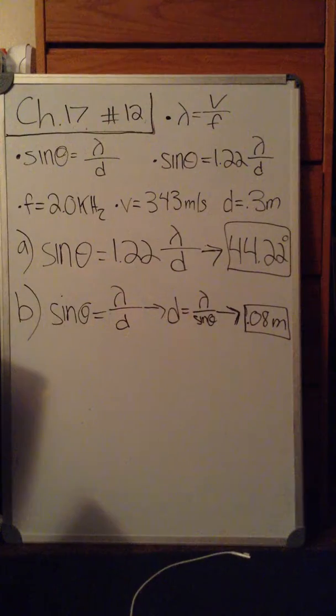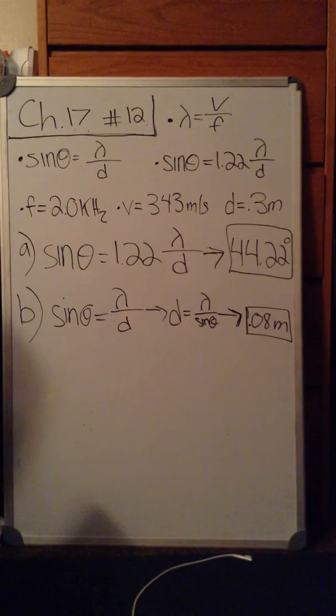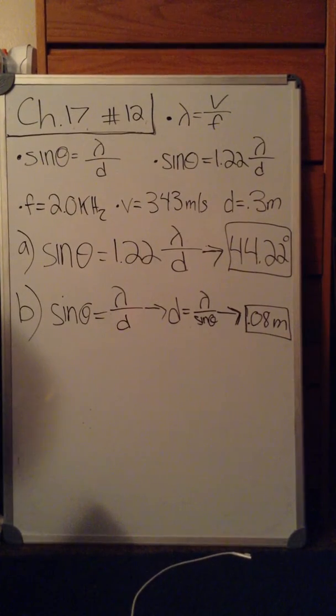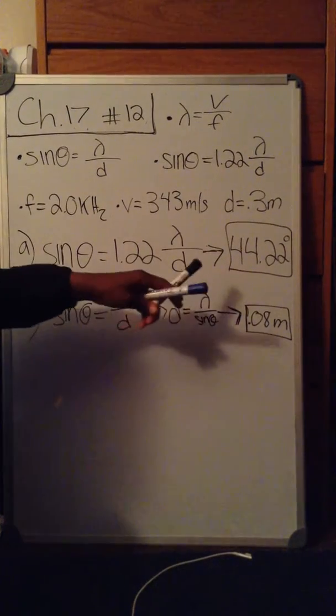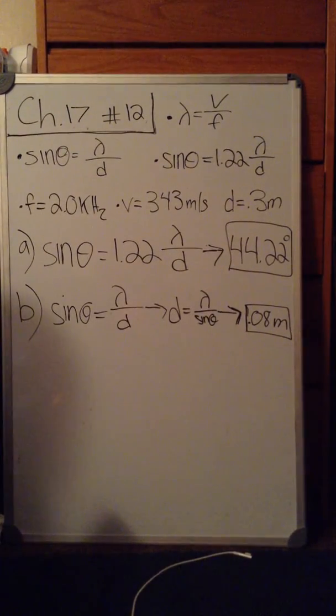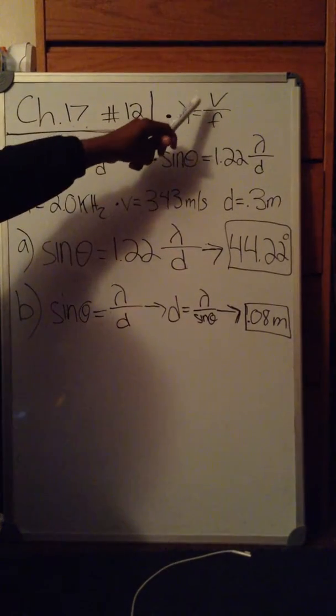And for part B, it asks us what speaker diameter D should be used to generate a 6 kilohertz tone whose diffraction angle is as wide as that for the 2 kilohertz tone. All this is basically saying is that we're going to use the same diffraction angle from part A, but we're going to have a different wavelength just because we have a different frequency. So the velocity stays the same.